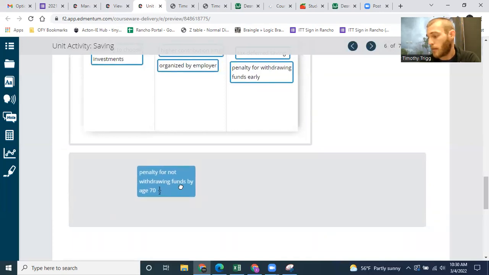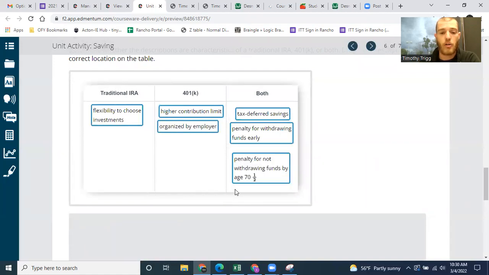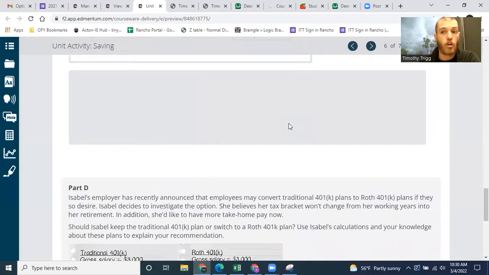Penalty, yeah, they both have a penalty. Okay. By the time you're 70 and a half, you have to start taking money out. It's one of the rules. Okay. They want to encourage people to retire.